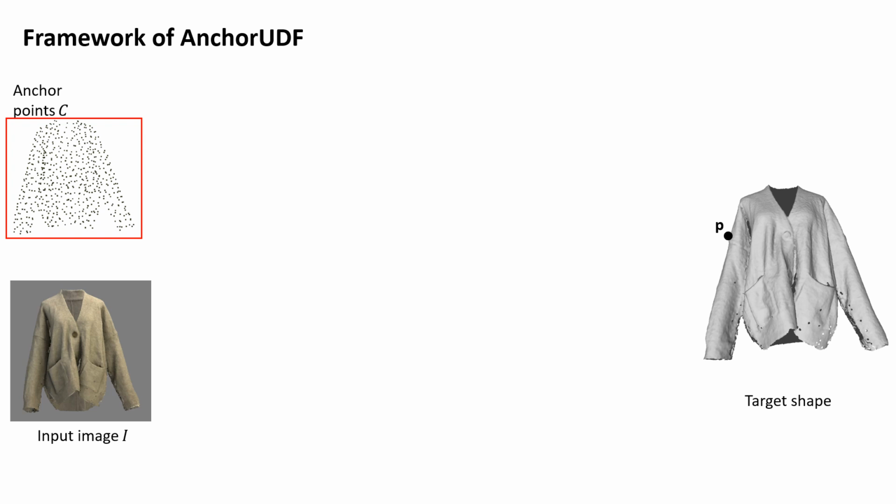Our proposed Anchor UDF employs both local image features and 3D position features of query points to predict UDF values. The key idea is to leverage a set of anchor points located around 3D surfaces to compute relative position features for query points, which makes the distance function better fit the garment topologies.